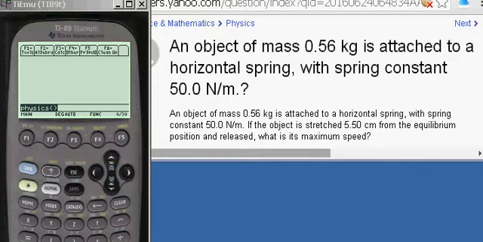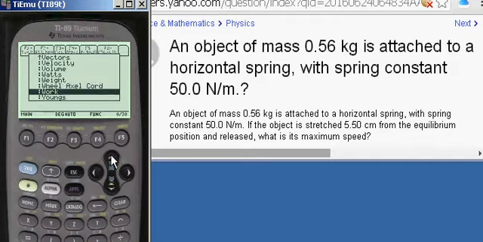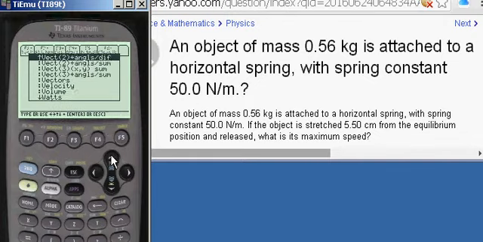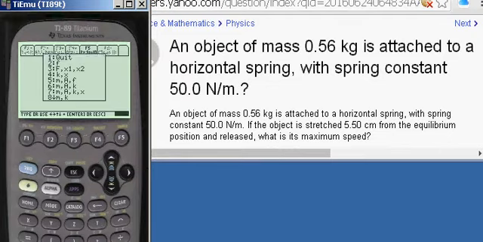So physics, to get to my main menu, I'm going to go up so I get to the bottom of the alphabet there and get to springs. We've got sprockets and strain and stress, all this stuff. Here's springs. Because it's a horizontal spring, we're going to choose number 2. And we're going to choose what's given. What's given is mass, stretch, and K, the spring constant.